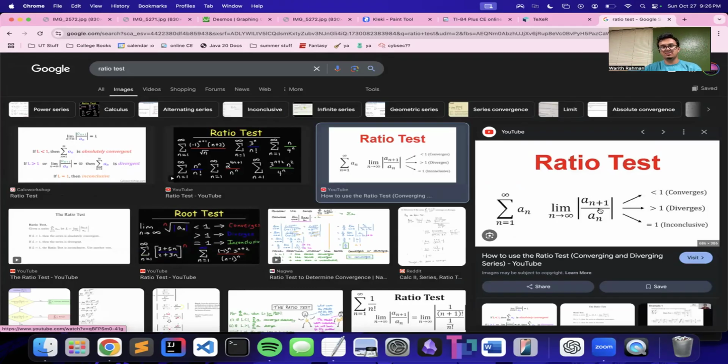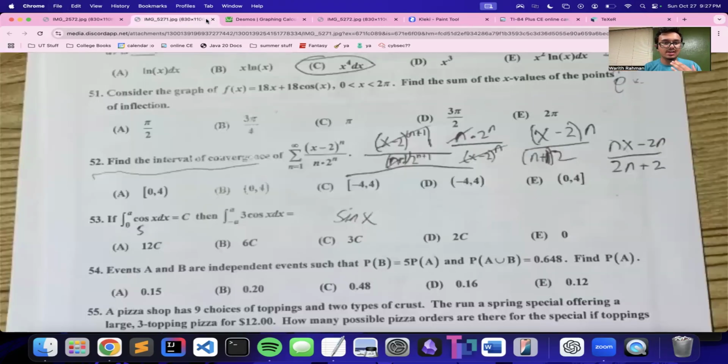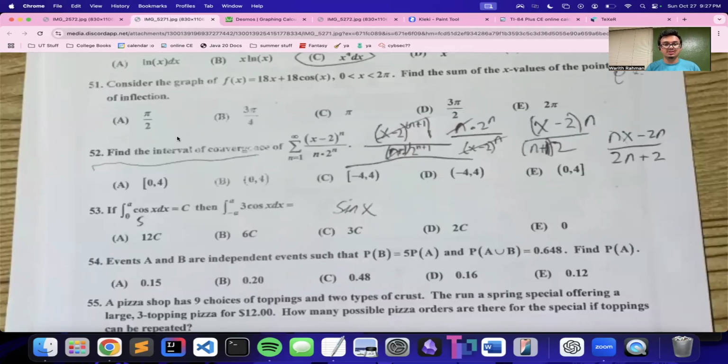If this ratio is greater than one, it has to diverge, because that means we're adding bigger and bigger values on. If it's less than one, it's going to converge because we're adding smaller and smaller values. And if it's equal to one, it's inconclusive, which means that we have to test the endpoints of our potential interval. So in this case, we actually do need to find the interval.